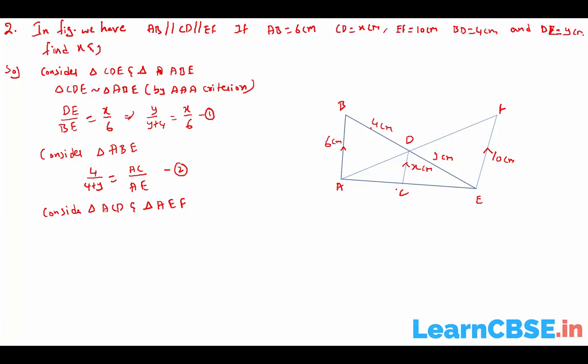I can write AC by AE. The small triangle, because these two triangles are similar by the same criterion, because CD is parallel to EF. So I can write AC by AE equals x by 10. AC by AE equals x by 10.